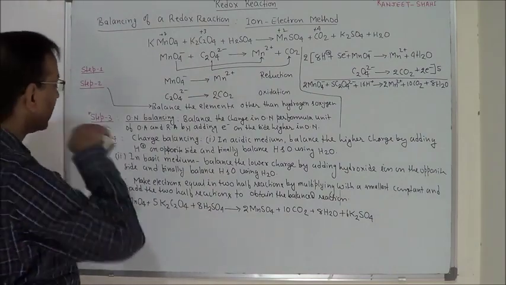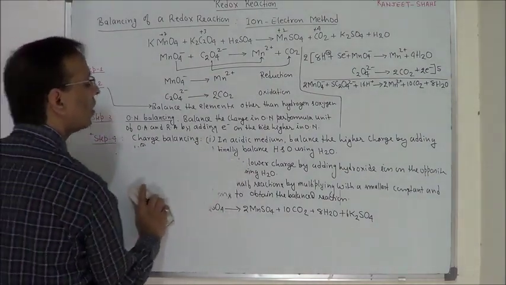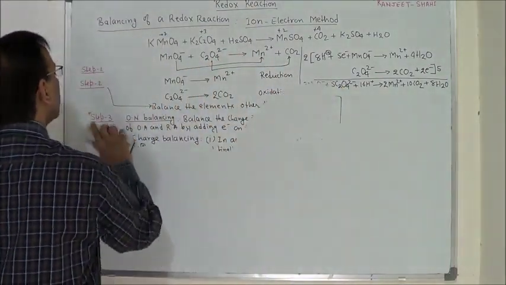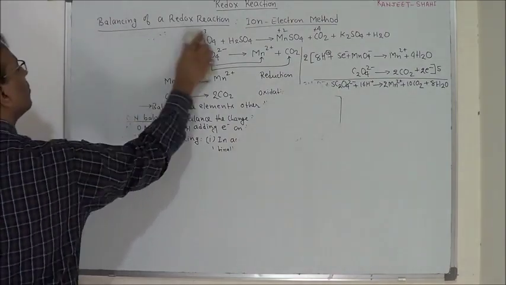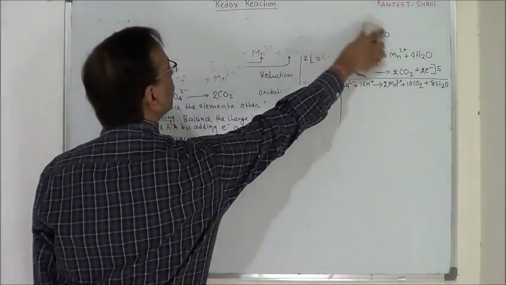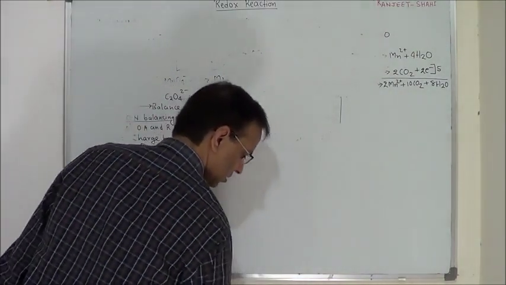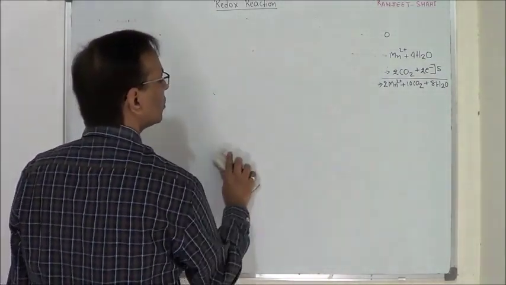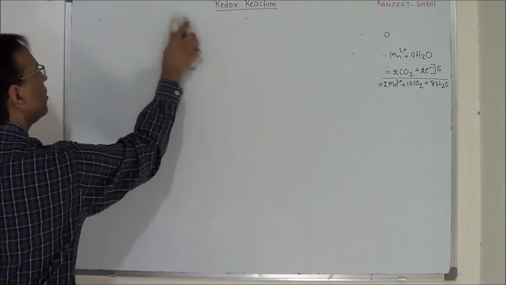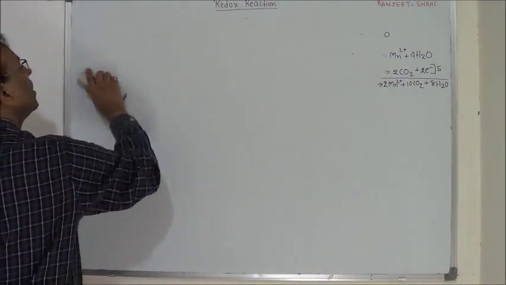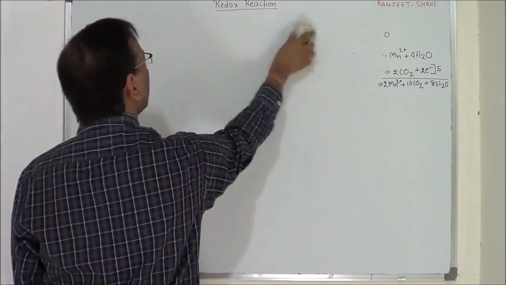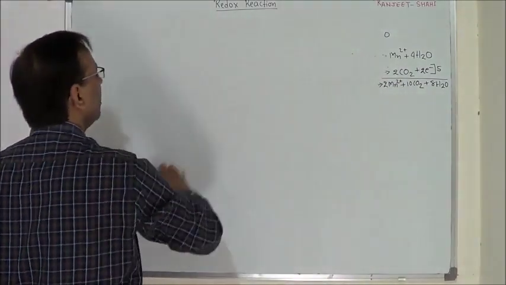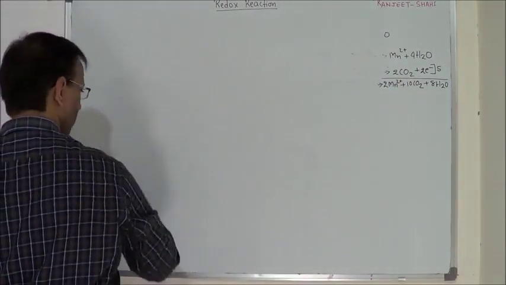So let us do some more practice on balancing a redox reaction using the ion-electron method first, and once we are through and confident with the ion-electron method, then as I told you, I will explain a very straightforward shortcut method for balancing a redox reaction, using which you will become the master of redox reactions. You will be able to balance any redox reaction in not more than 30 seconds. That is my assurance to all of you.